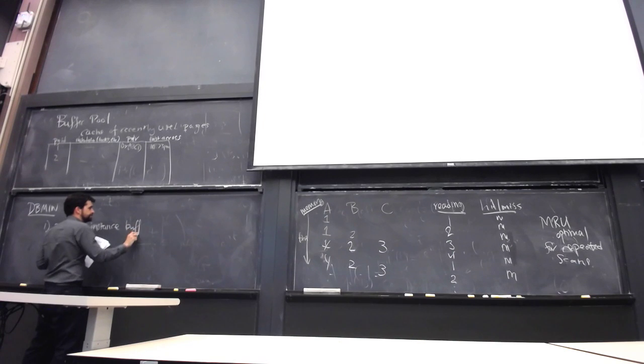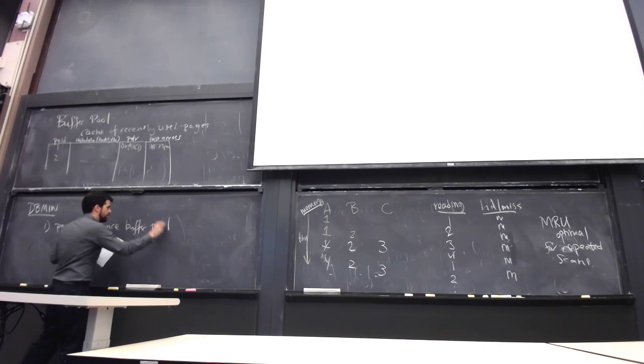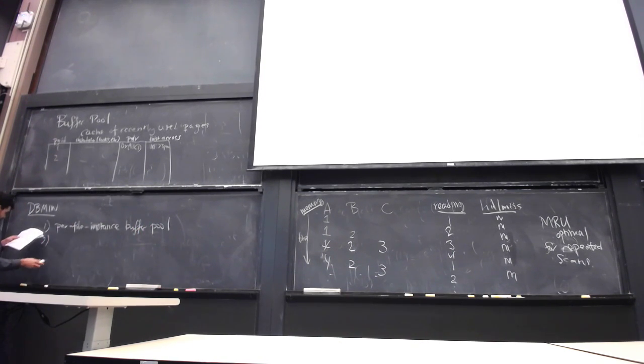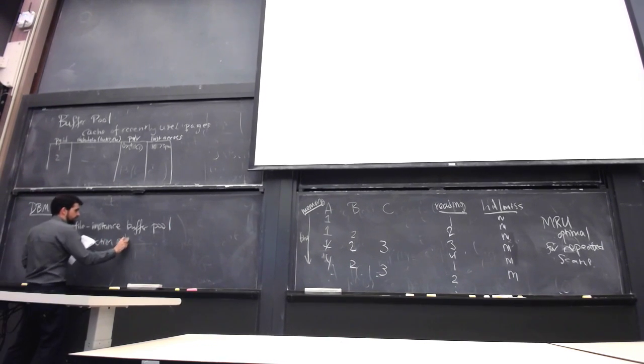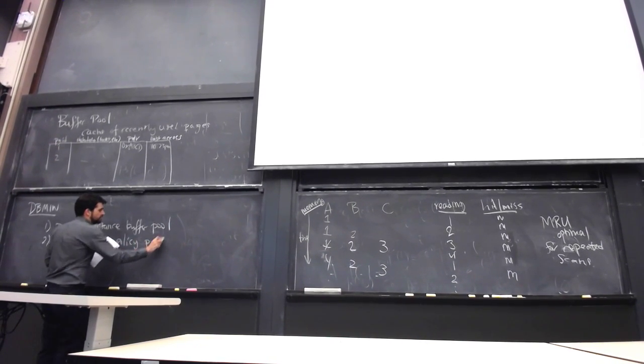Buffer pool. And then two is a different eviction policy per buffer.